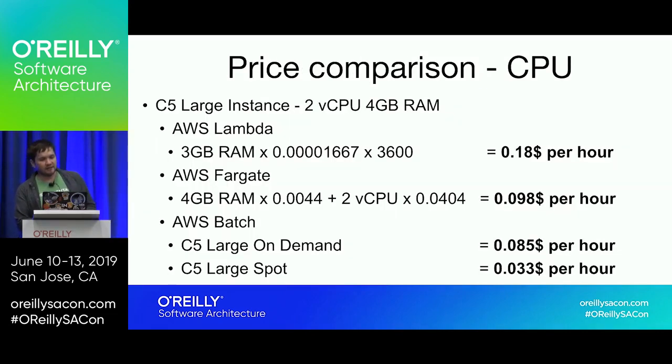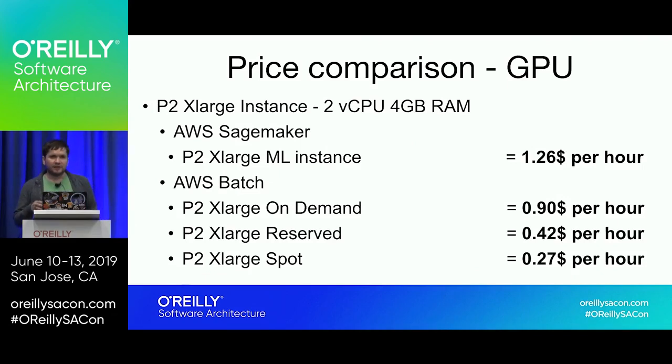As you can see, if you have a spot instance, it will be the cheapest option. Fargate you can also customize, so you don't have to use all the CPU and all the RAM. You can have half the CPU and a lot of RAM, or a lot of CPU and not a lot of RAM, and it could also save you money.